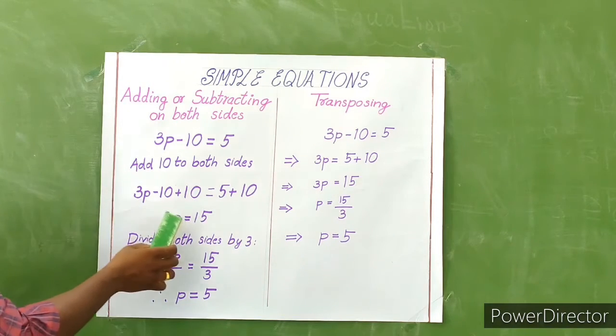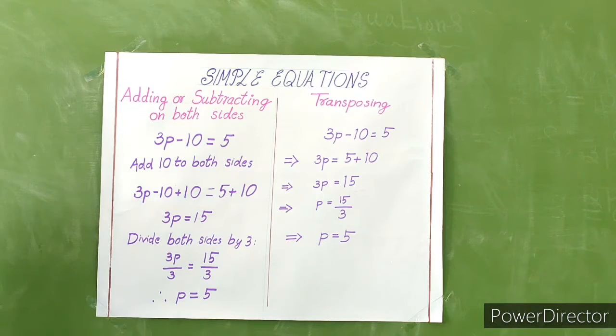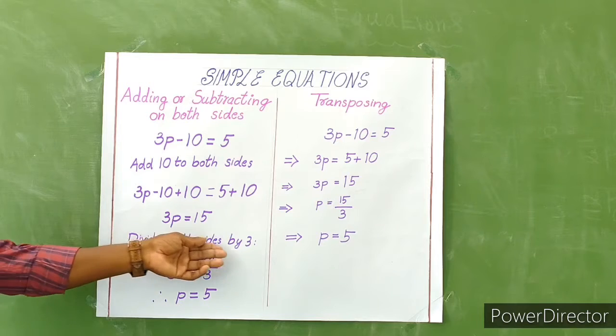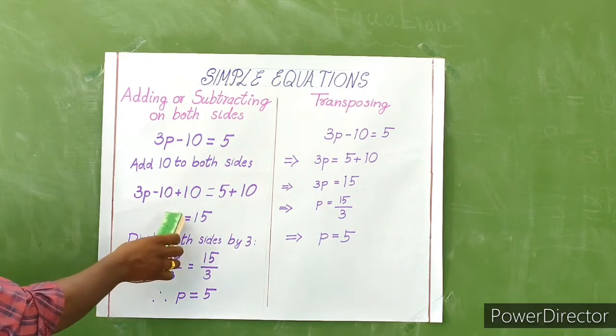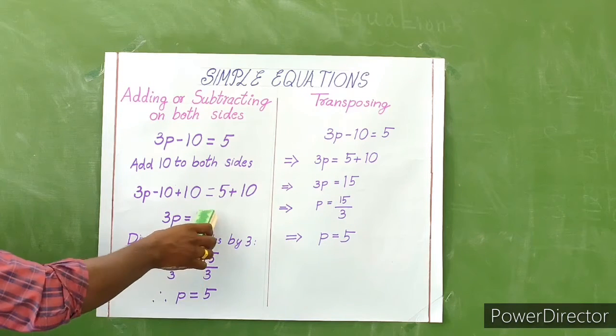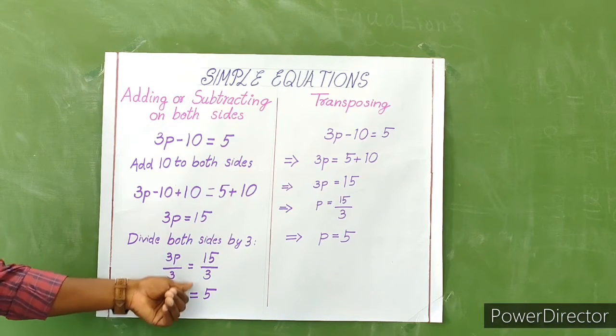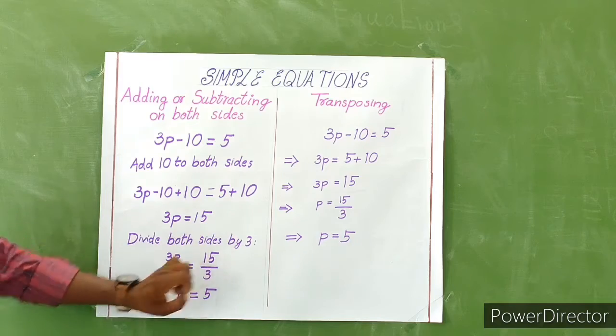So now we want to separate the variable p on the left side. How to separate the variable p on the left side? We divide both sides by 3. We divide both sides by 3 means 3p divided by 3 is equal to 15 divided by 3. So now this 3 and 3 is cancelled. So the value of p is equal to 15 divided by 3, which is 5.